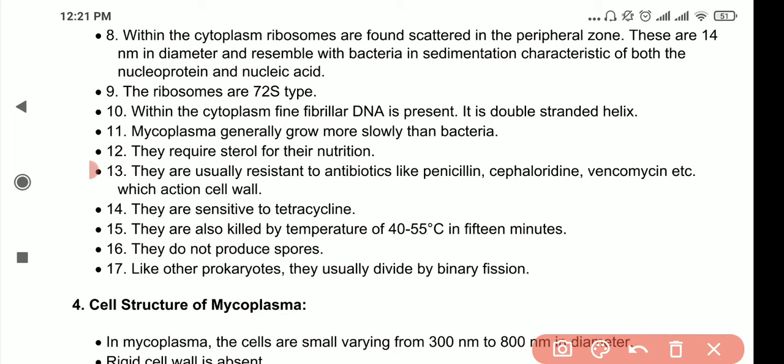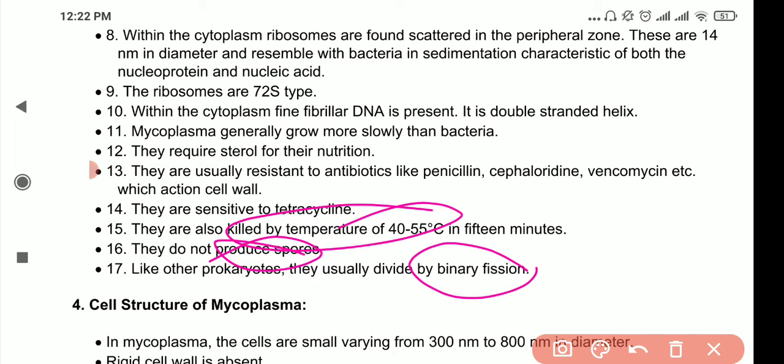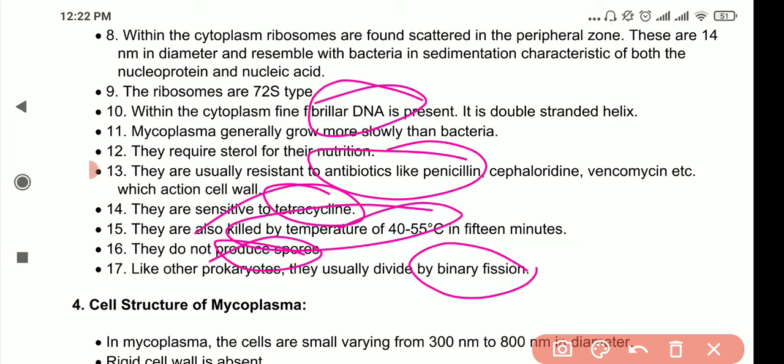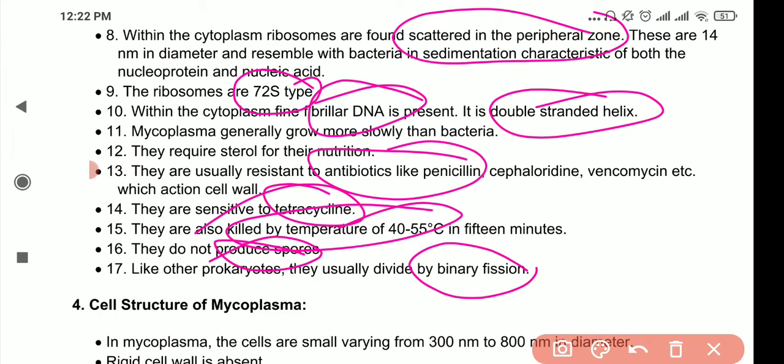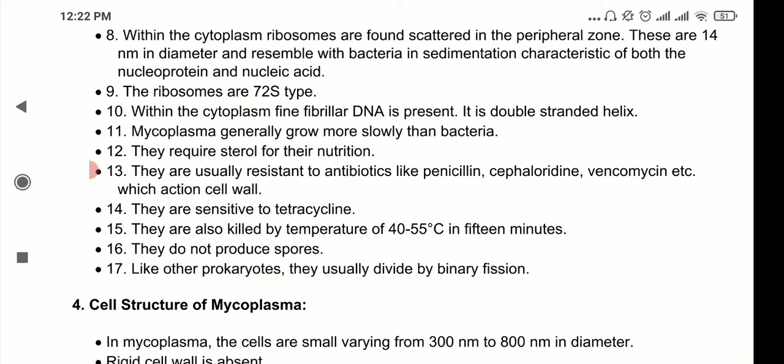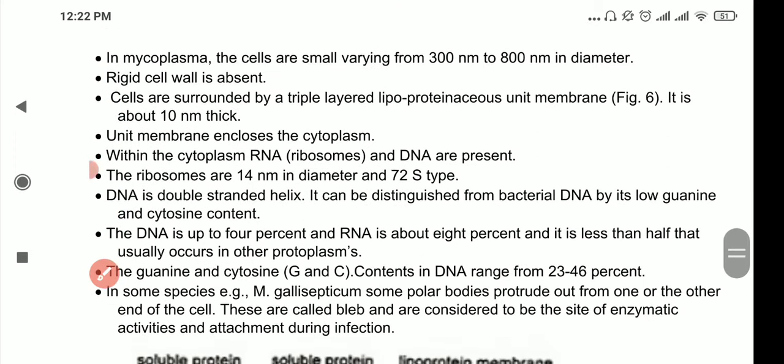So a few points you can remember is enough. They divide by binary fission. They are killed by high temperature. They don't produce spores. They are resistant to certain antibiotics but sensitive to tetracycline. They have a fine fibrillar DNA which is double-stranded. The ribosomes are 72S type and they are found scattered in the peripheral zone. And the membrane is a lipoprotein layer. So more than enough, I think.